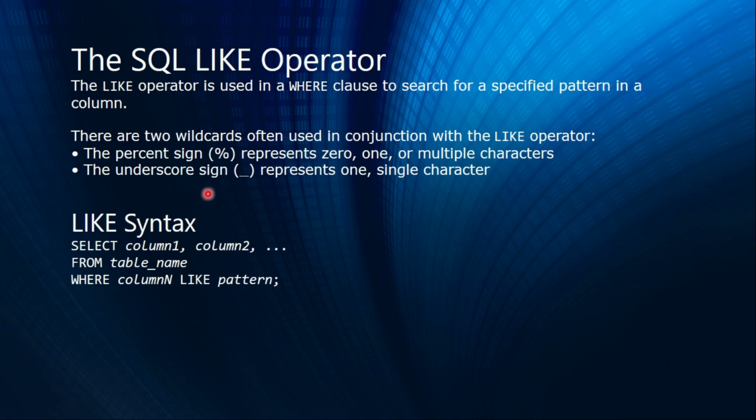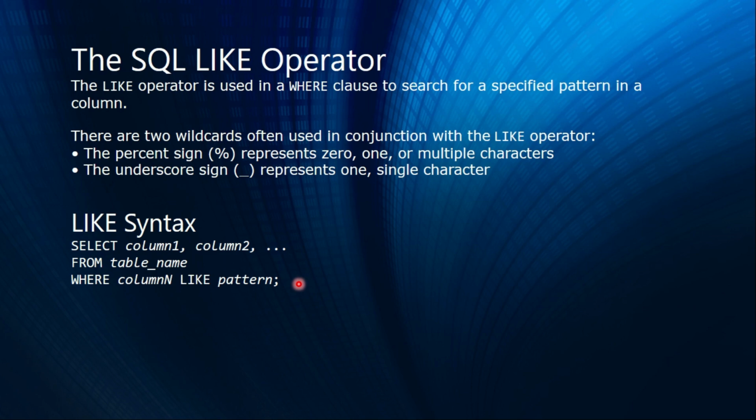So what is the LIKE operator here? The LIKE operator is used in a WHERE clause to search for a specific pattern in a column. That means if you want to search a column with a specific pattern, you can use the LIKE operator. The percentage symbol is used to find a specific pattern, and underscore indicates how many characters you want to search for. The syntax goes like this: SELECT column1, column2 FROM table name WHERE column name LIKE and the pattern.